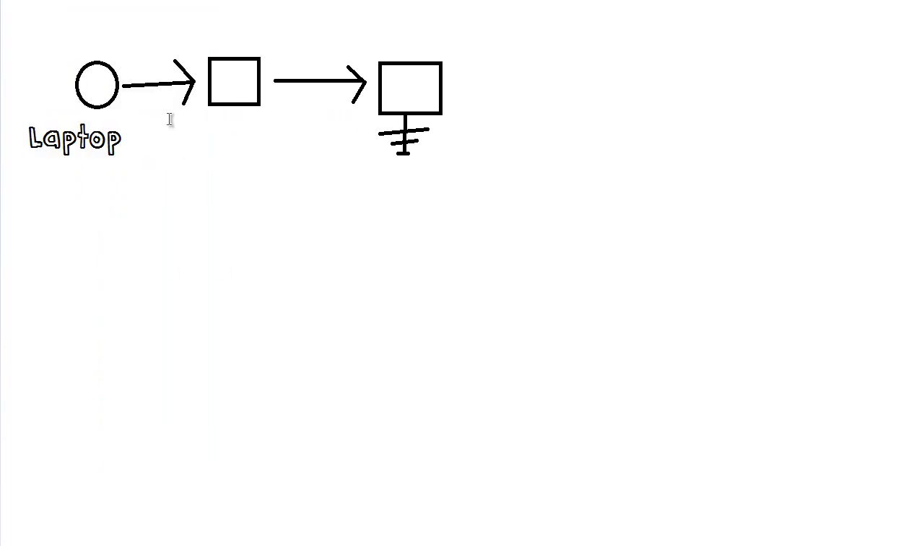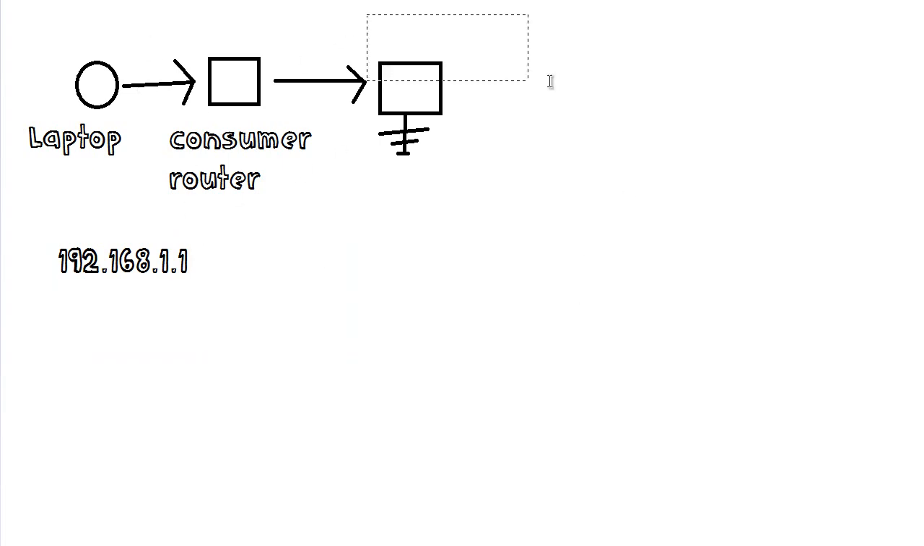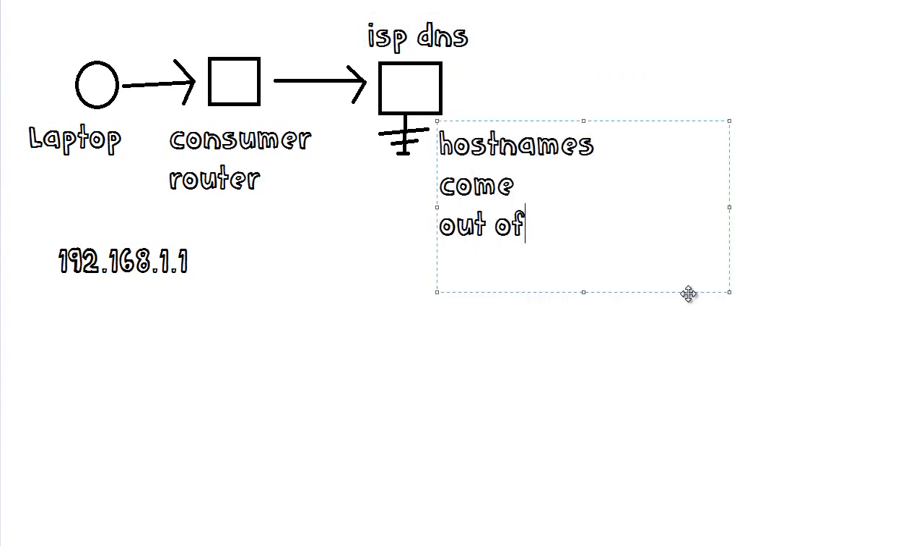So your laptop generally points to probably your consumer router device for its DNS, which generally is that address. And then your consumer router generally proxies the DNS out to your ISP's DNS server, which generally divines the names. Host names come out of the earth at this point. What do I mean by out of the earth? They come from the roots, baby, the roots.